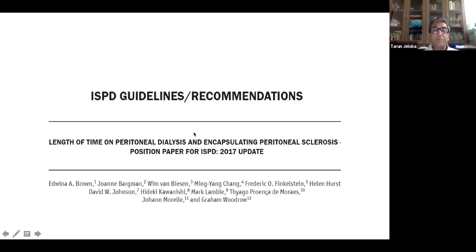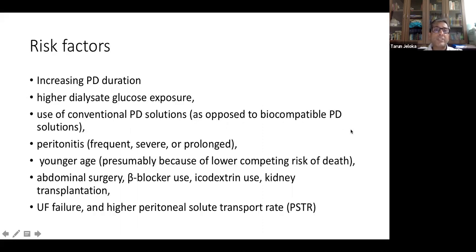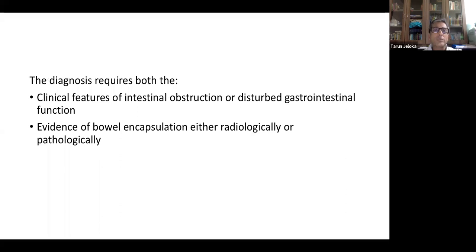EPS, encapsulating peritoneal sclerosis. There is huge discussion on encapsulating. Briefly, I will go. Prevalence of EPS is anywhere between 0.4 to 8.9%, and the risk of occurrence is high in long-term peritoneal dialysis, 5 years, 0.6 to 6.6%. I will go fast. EPS risk factors are PD duration. You should remember that is very important, and then recurrent peritonitis. Okay, don't go into details of this. So recurrent peritonitis, and before that, the longer the duration of PD, the higher the chances of EPS, encapsulating peritoneal sclerosis.